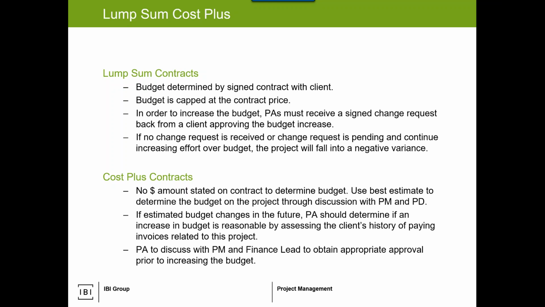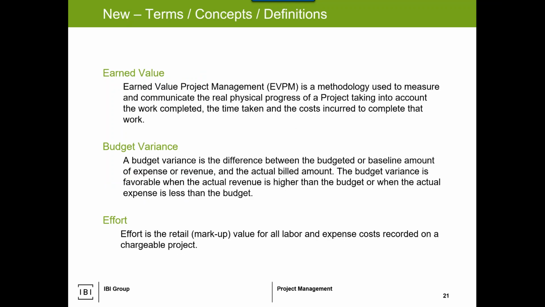Cost plus means there's no amount stated. So it's an estimate at the beginning, and then it can change and adjust. And then if there's an increase, we can understand that increase and have that dialogue. So there's a little bit more leeway in the change, but lump sum is very, very common.